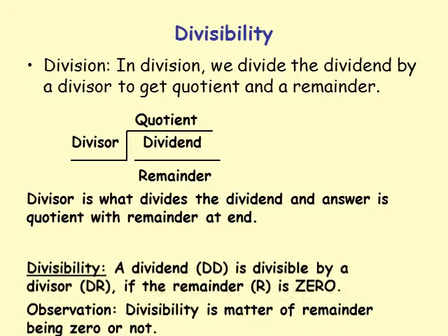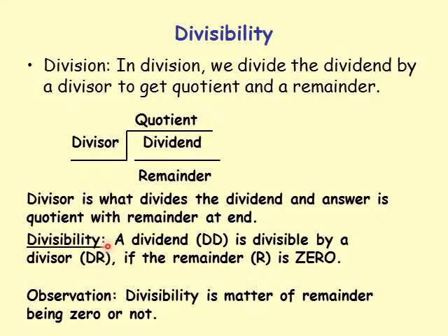Okay, let's continue here. In divisibility, a dividend is divisible by a divisor if the remainder is 0. It's a matter of the remainder being 0 or not. Okay. Observation: divisibility is a matter of the remainder being 0 or not. So we'll concentrate in this section more on that.